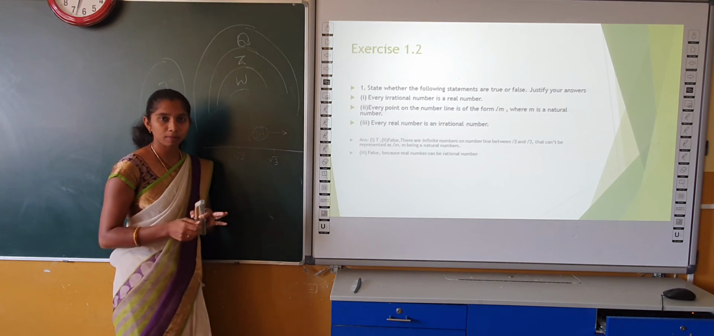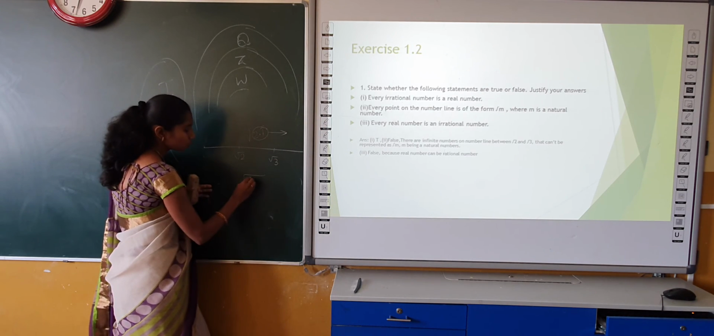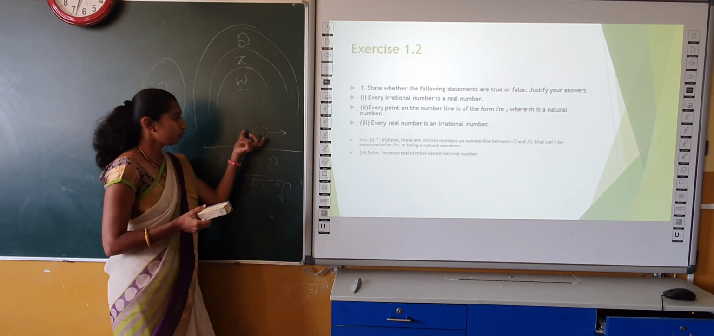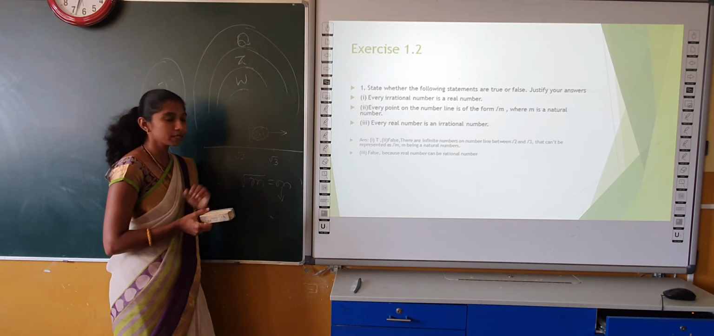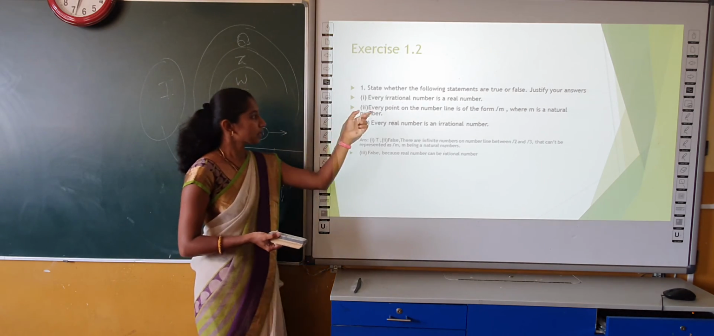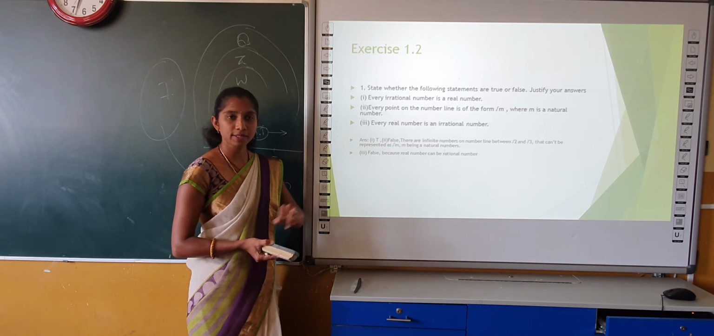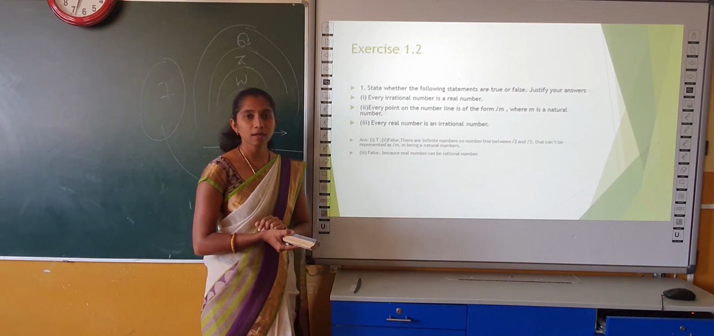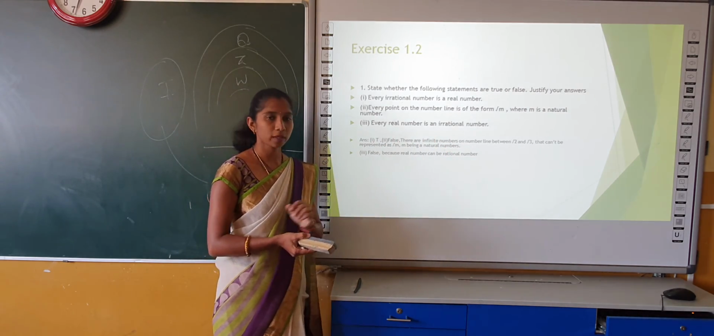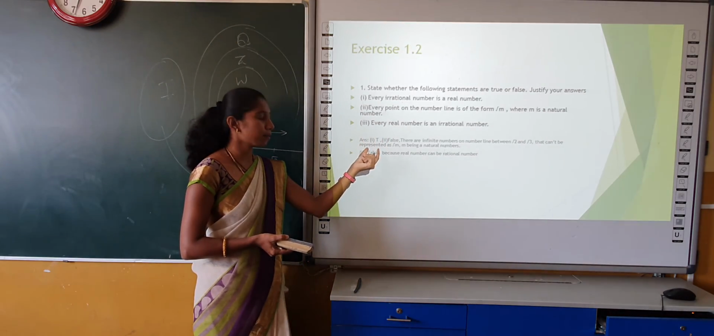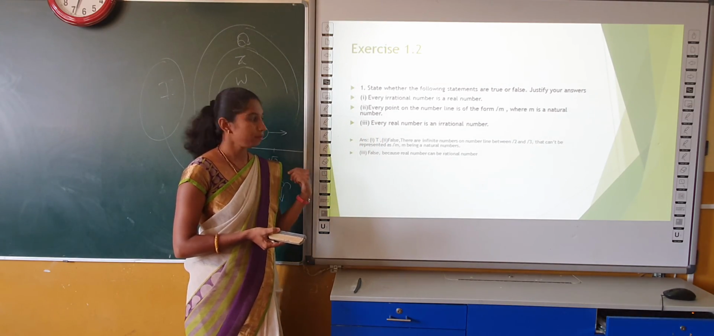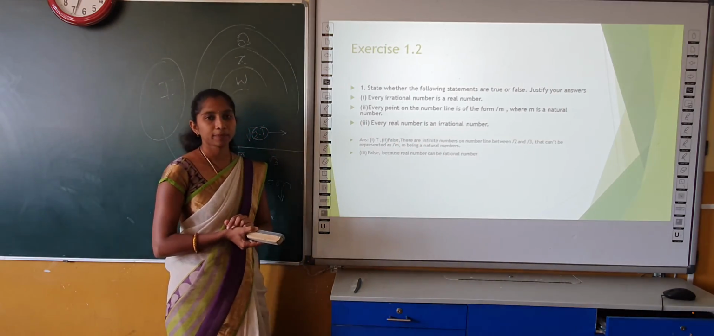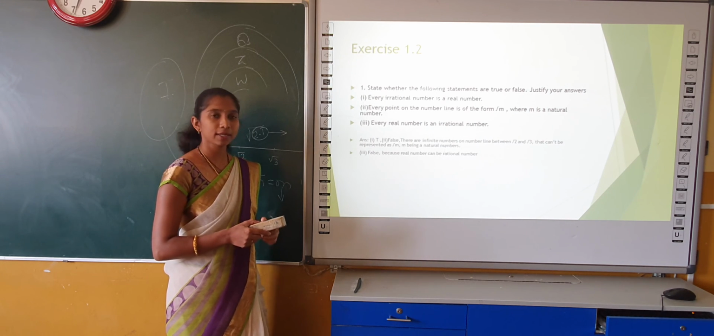2.1 is not a natural number. They are asking one condition: square root m, and m is a natural number. If I write square root of 2.1, is 2.1 a natural number? No. So this statement is false. The reason you write is that there are infinite numbers between square root 2 and square root 3 that cannot be represented as square root m, because m should be a natural number.